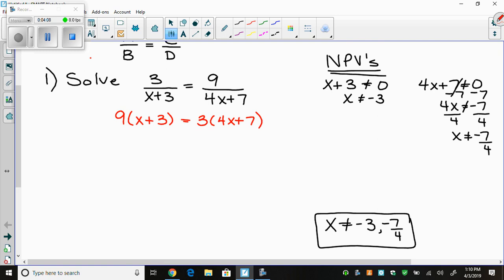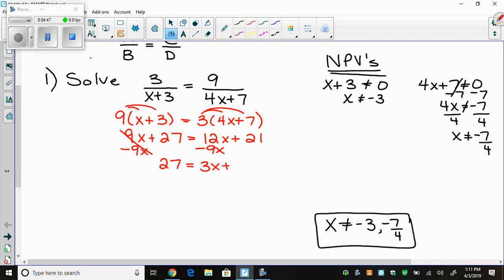So distribute my 9 through: 9x plus 27 equals, distribute my 3 through, 12x plus 21. Now I have an x on either side. You just need to pick one and move it. Don't spend 20 years trying to figure out which one's better. When there's two x's, one on each side, just pick one of them and move it to the other side. It doesn't matter which one. I'm going to move the 9, subtracting it over. If you use the 12, it'd be absolutely fine. So I'm going to get 27 equals 3x plus 21.